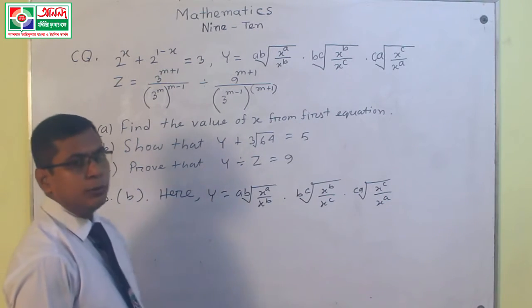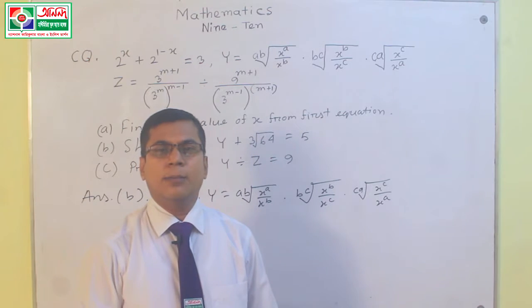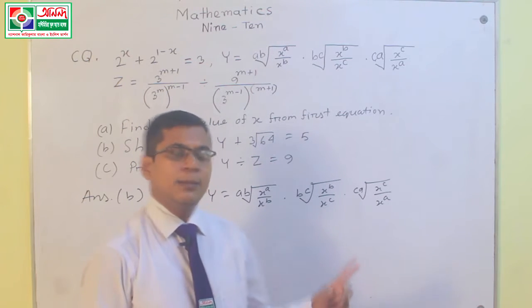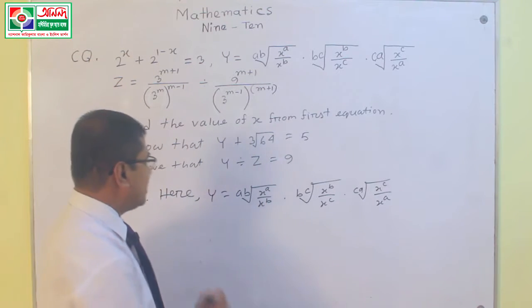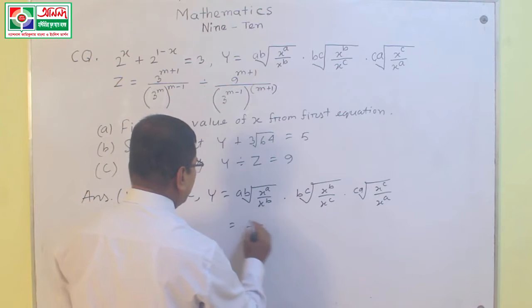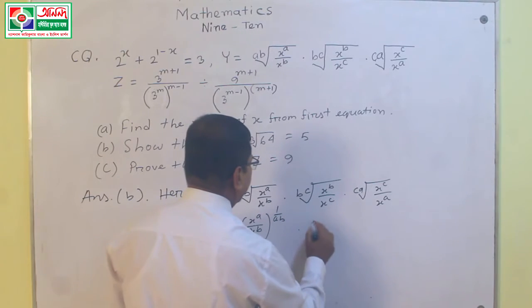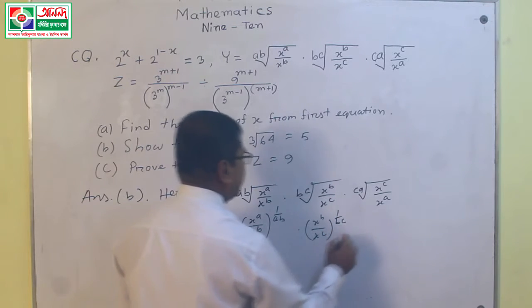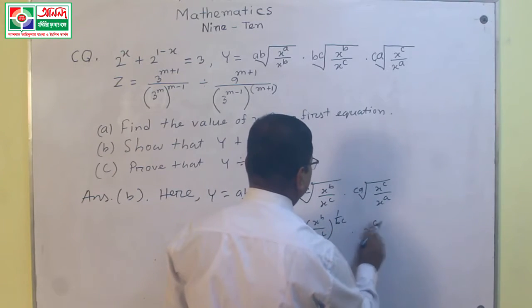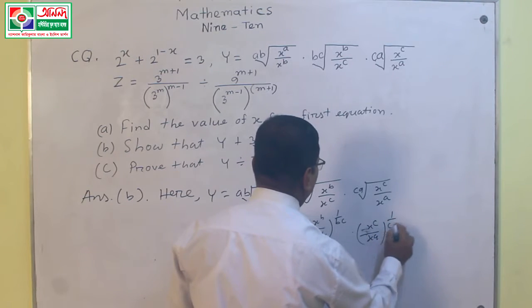Now we know the square root is the power half, and the nth root is the power 1 by n. Here the bc-th root, ab-th root or ca-th root, we can write as the power 1 by ab. At first we can write x to the power a divided by x to the power b, whole to the power 1 by ab. In the same way you can write x to the power b divided by x to the power c, whole to the power 1 by bc, into x to the power c divided by x to the power a, whole to the power 1 by ca.